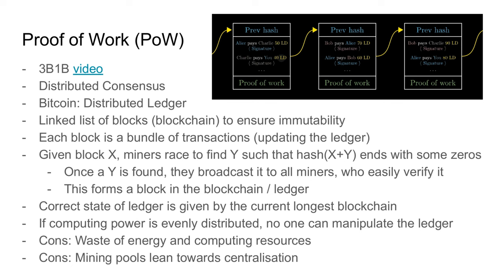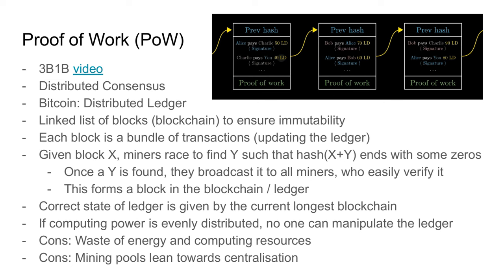But the thing about this is that once such a value Y is found, anyone else can easily verify it. So to construct a block is very computationally intensive, but once you have found such a Y, anyone else in the world can verify it in an instant. So this way, the first miner who finds such a Y would be said to have mined the block successfully, and they earn a small reward for doing so. And this forms a block in the blockchain.